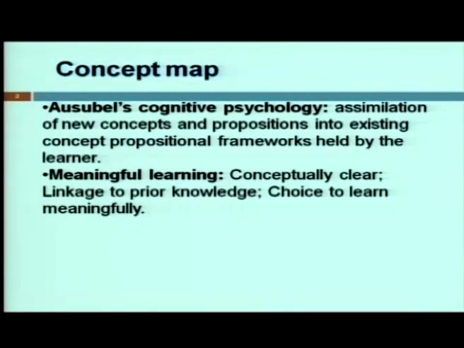What is a concept map? When David Ausubel developed his cognitive psychology, basically the idea was the assimilation of new concepts and propositions into the existing concept propositional framework held by the learner.